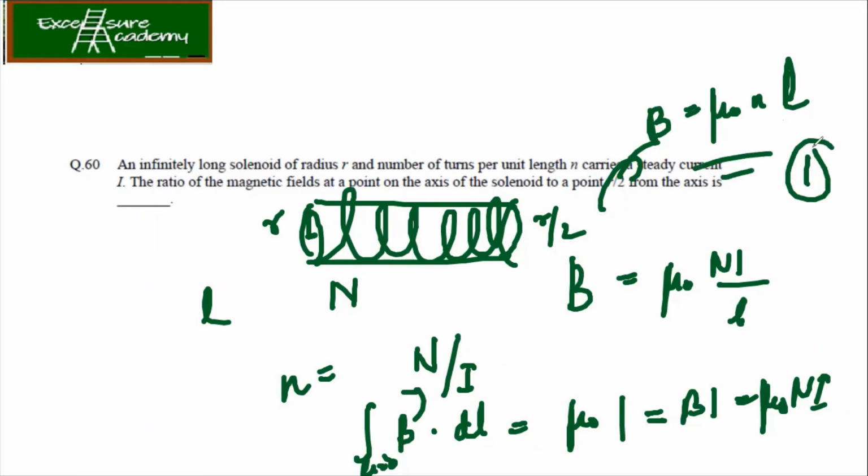Yeah, so the answer over here is 1. So what was the question? The ratio of the magnetic field at a point on the axis. On solving, what we get is the ratio is going to be 1. So here the answer is 1.